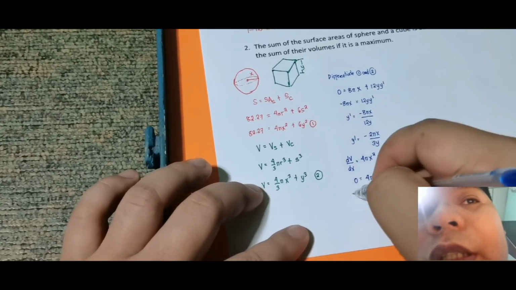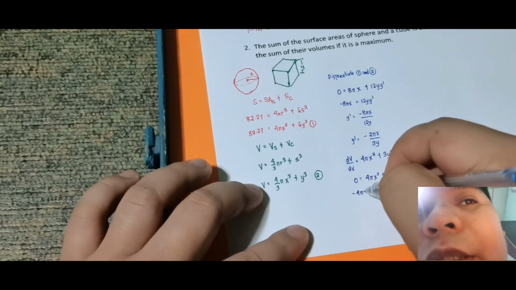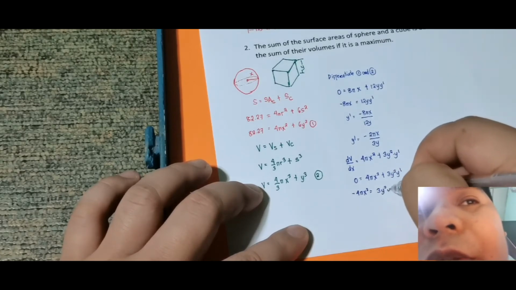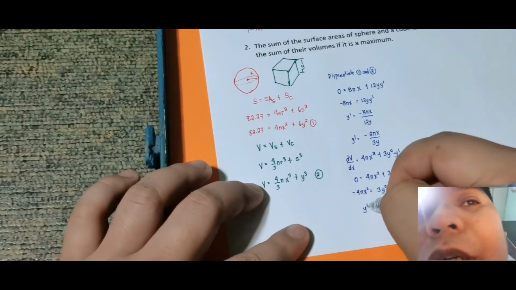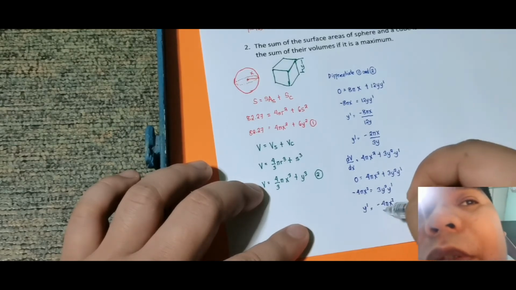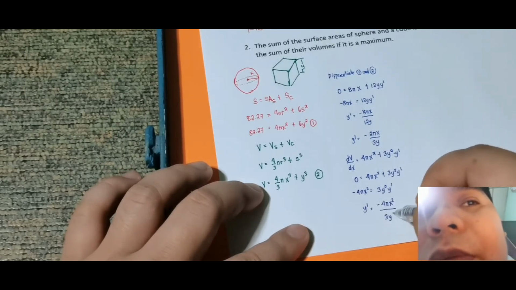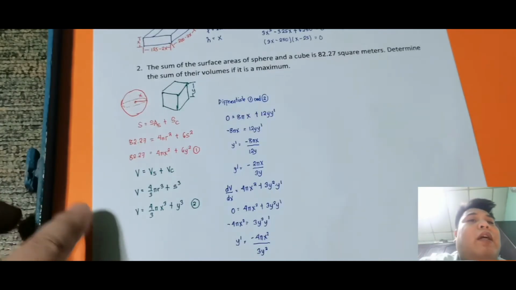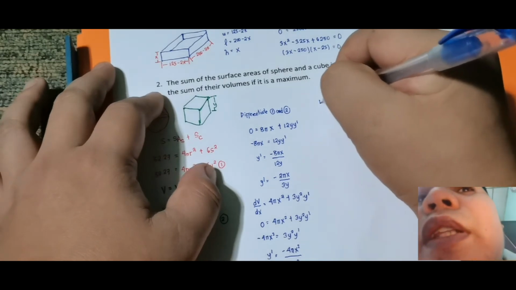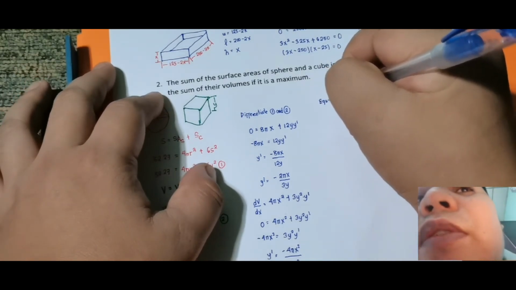So this is negative 4 pi x squared is equal to 3y squared y prime. So kunin natin y prime. Y prime is just equal sa negative 4 pi x squared over 3y squared. Okay, next is equate natin yung y primes. Okay, so equate para makakuha tayong relation.